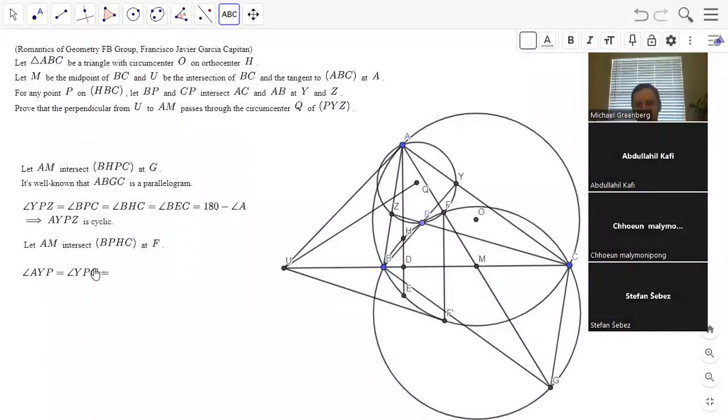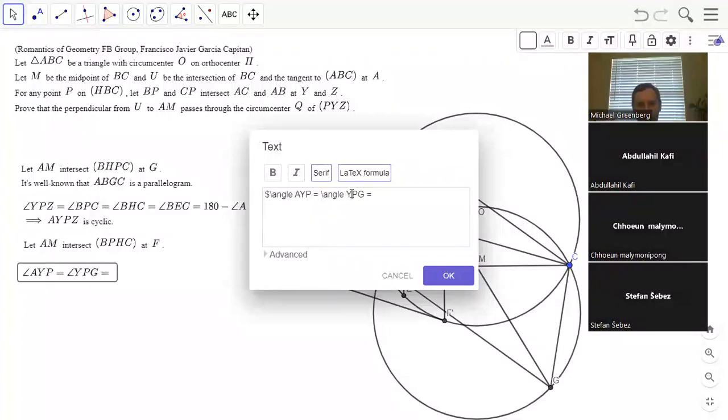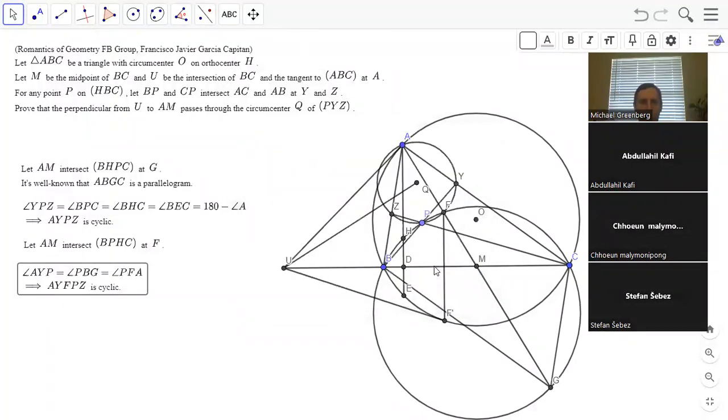Or I could just say PBG, which is PFA. PBG and then PFA. And then that means that AYFPZ is cyclic. And then once we know that, A, B, F prime, C is harmonic.